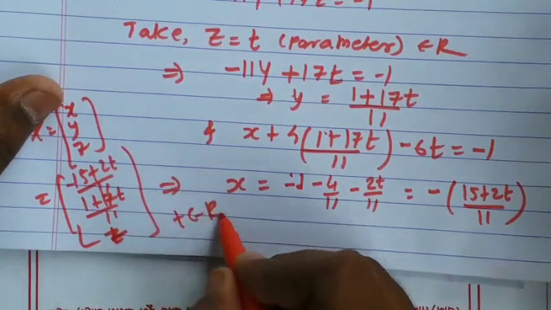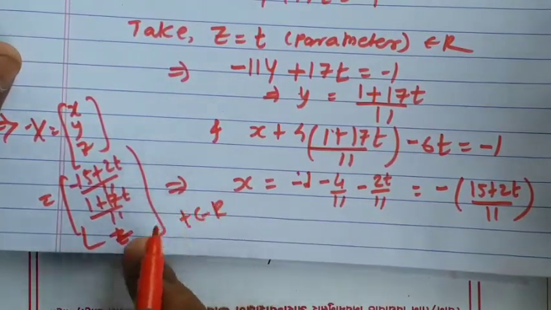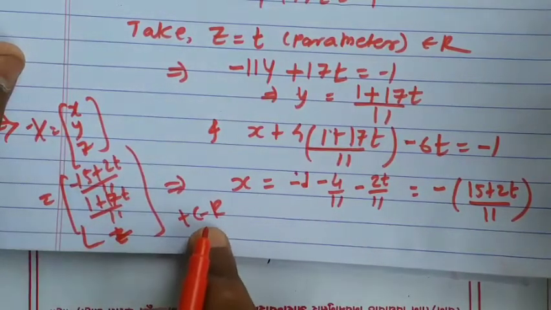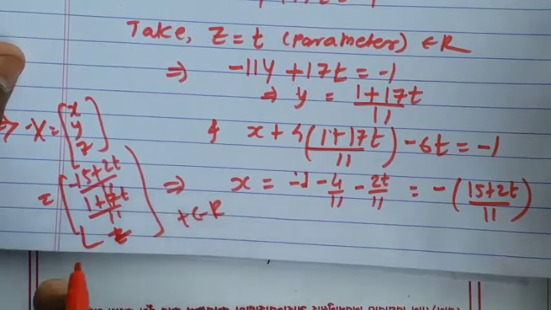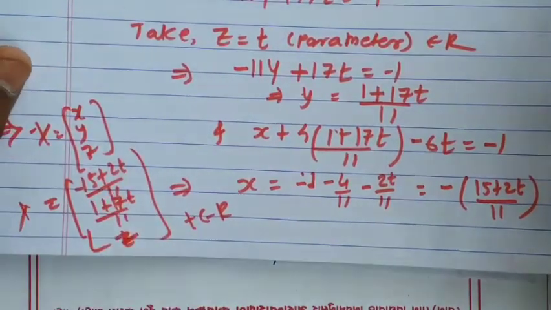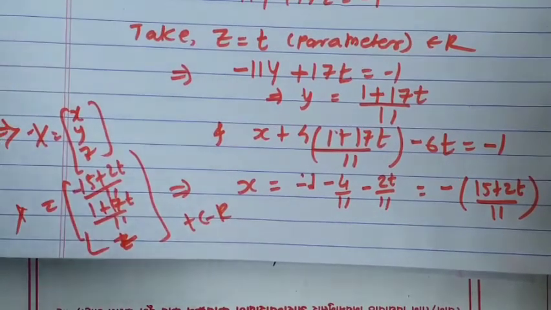So how is this infinitely many solutions? If you put t equal to 0, t equal to 1, any real number, you will get different values of x. Since t belongs to the real numbers, we have infinitely many real numbers. So for different values of t, we'll have different solutions. There will be infinitely many solutions for this case. In this way we can obtain the infinitely many solutions.